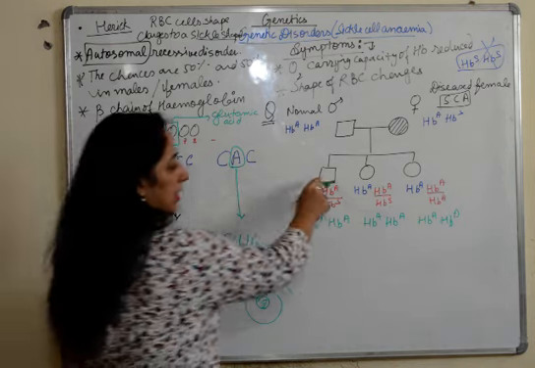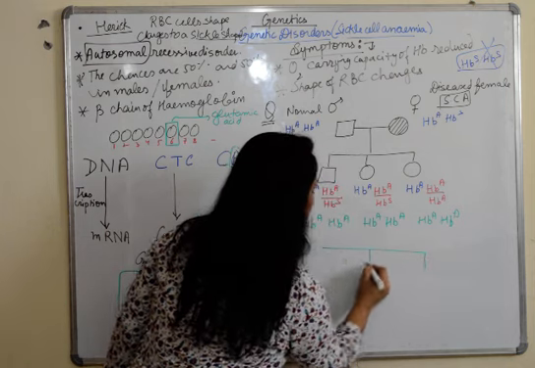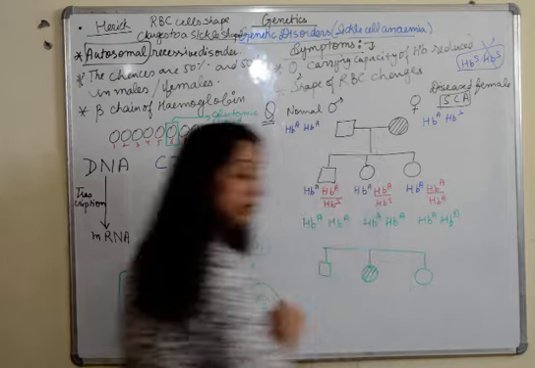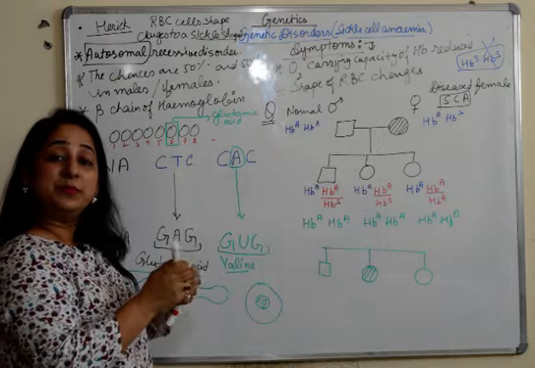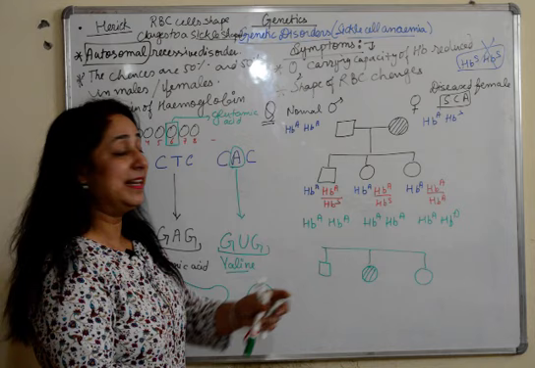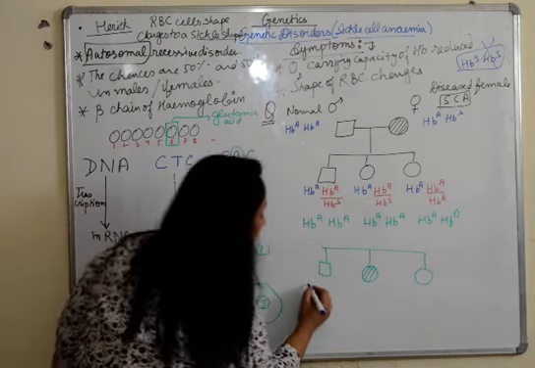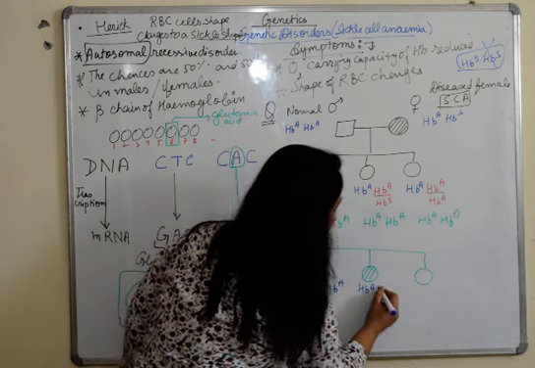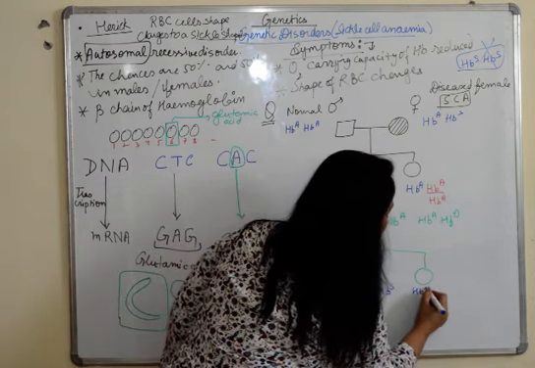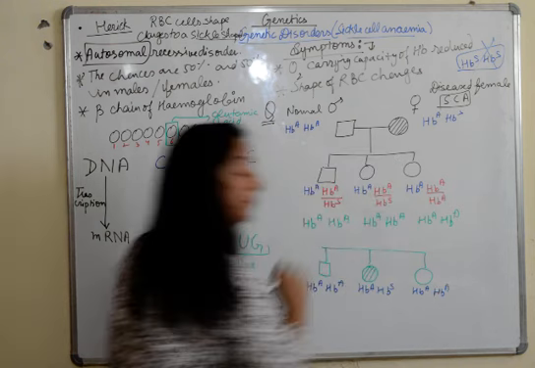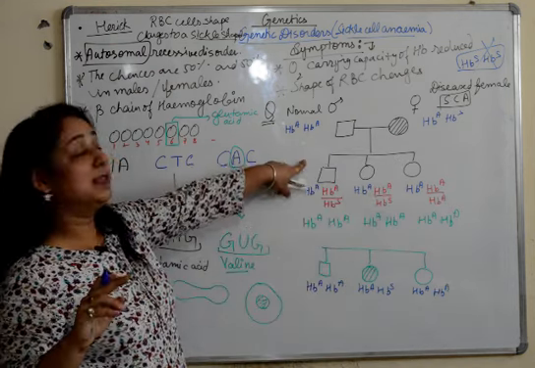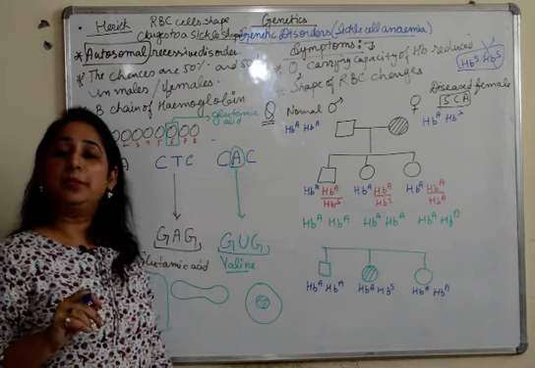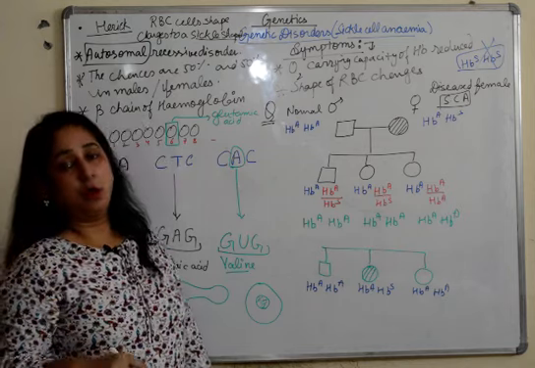If suppose instead of this we have this situation, so it changes. Now the genotype changes. Now by looking at the pedigree, you can say that the genotype has changed. Here it is HbA, HbA. This is HbA, HbS, and this is also HbA, HbA. So you can interpret the pedigree, and this is a very, very important question which is asked. So you can easily interpret what will be the genotype for the offsprings.